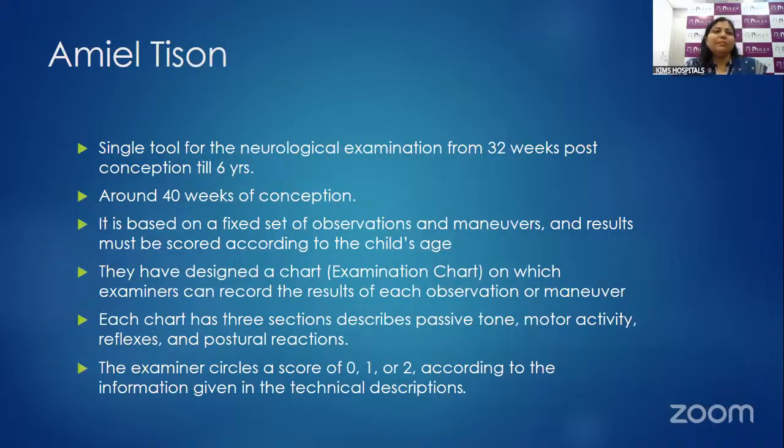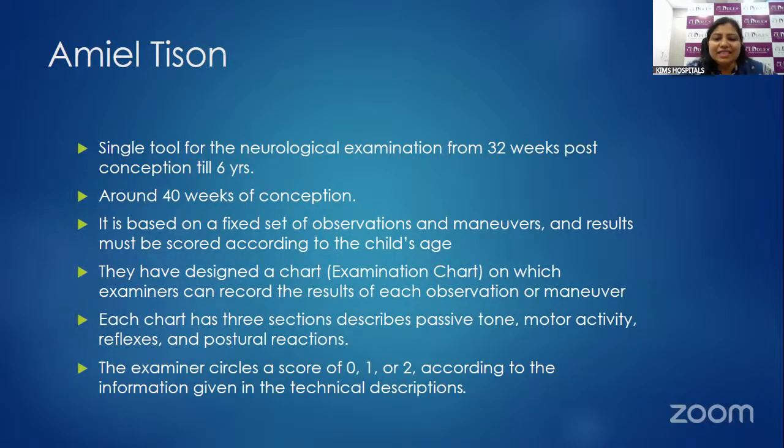So next comes the Dr. Touwen. It's a single tool for the neurological examination from 32 weeks post-conception till 6 years, though it's mostly good to perform around 40 weeks of conception. It is based on a fixed set of observations and maneuvers, and the result must be scored according to the child's age. They have designed charts on which examiners can record the result of each observation and maneuver.